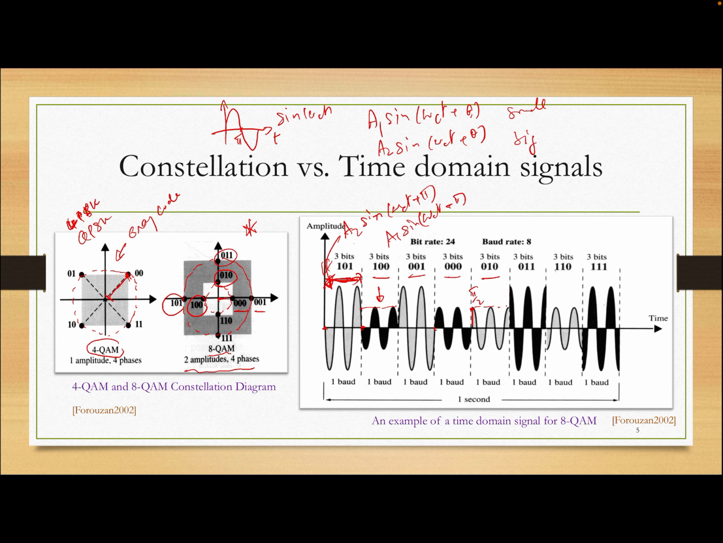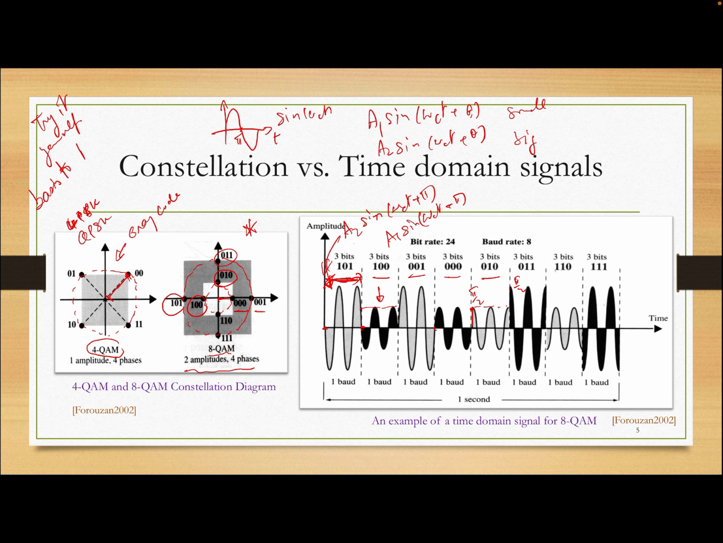Pi over 2 is this. This is phase pi over 2. And 011 is the big amplitude and phase pi over 2. Okay, so you can finish this by yourself and also try it yourself.